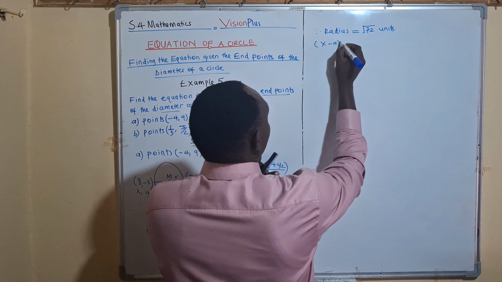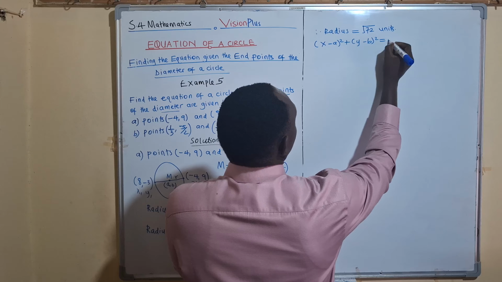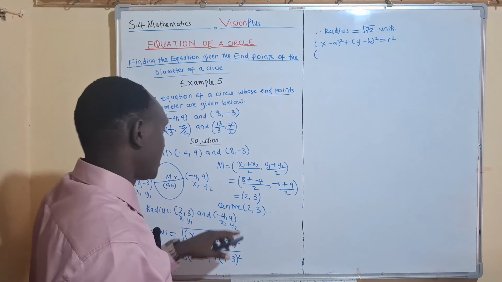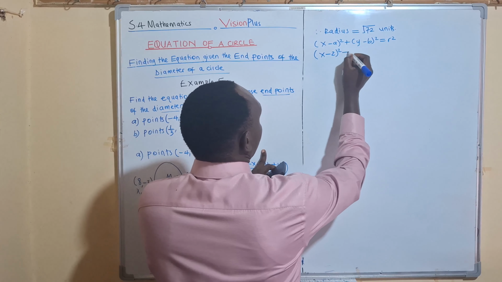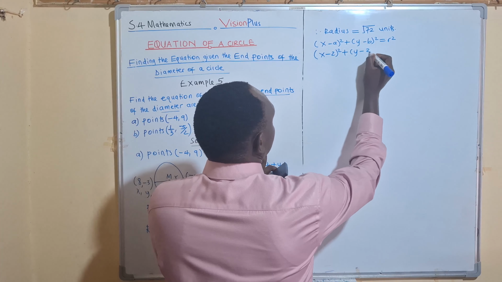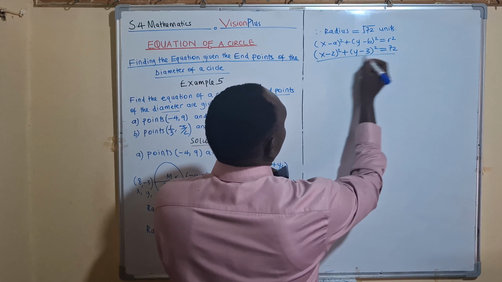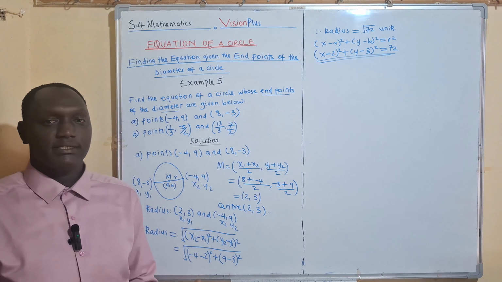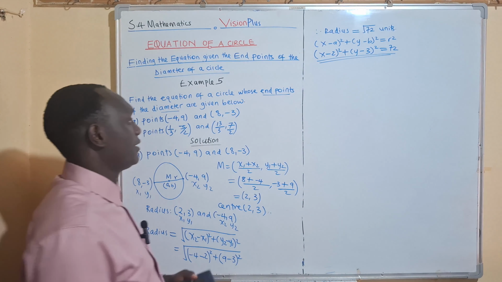I'm going to use the factorized form, which is given in that format. We substitute for a, b, and r. a is 2, so that is (x minus 2) squared plus (y minus b, which is 3) squared equals r squared, which is 72. And this is the solution to part A. Please stop the video and try out part B.